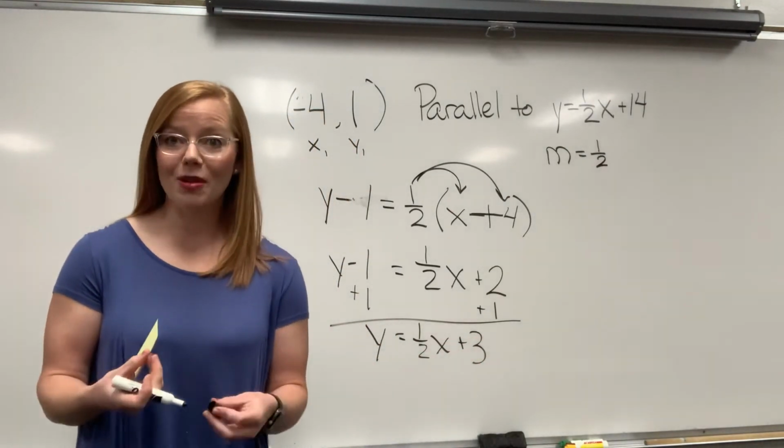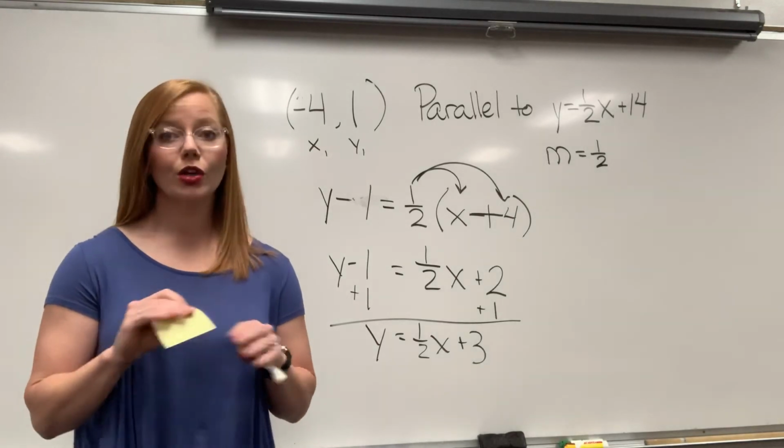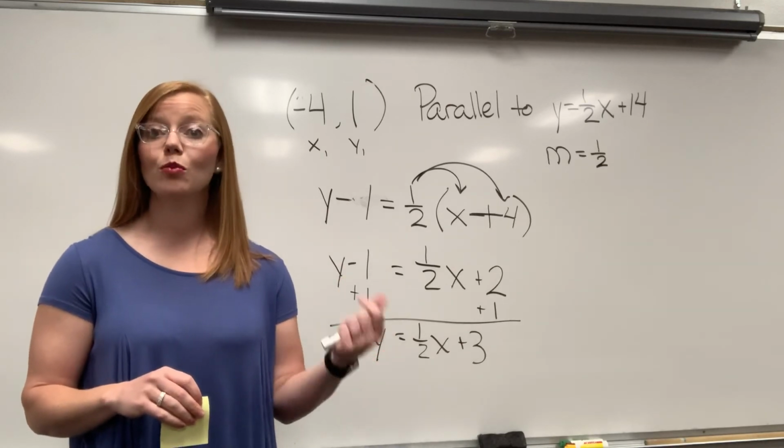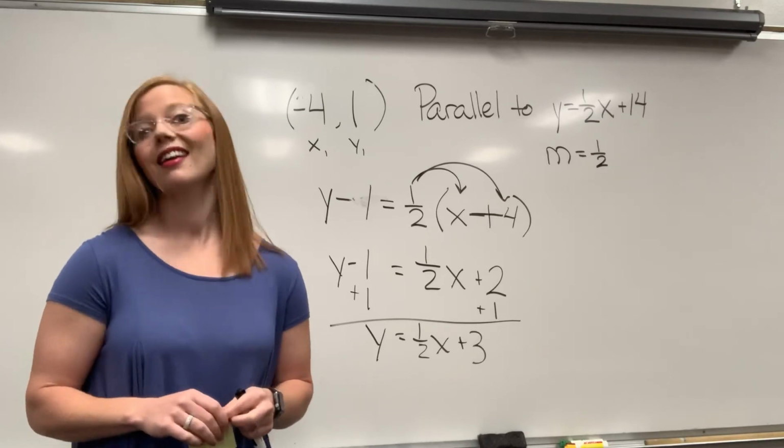So, main take home of today. Parallel lines have the same slope. All you're doing today is you're borrowing the slope from the equation that they give you, plugging it in with the point that they give you into your point slope form, simplify, and you're done.